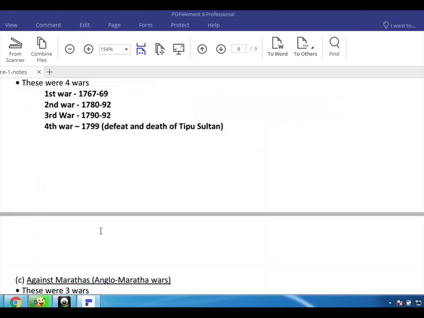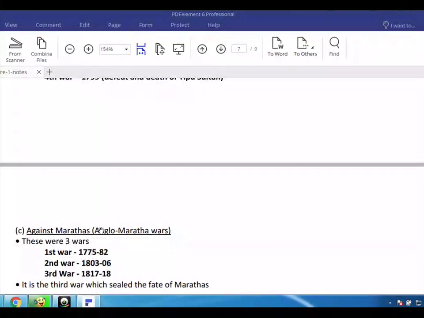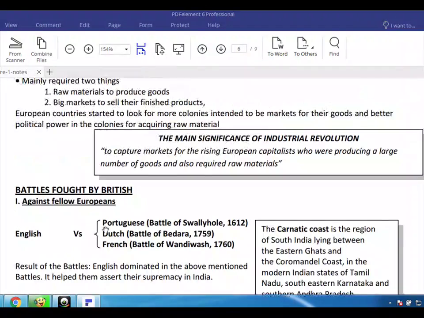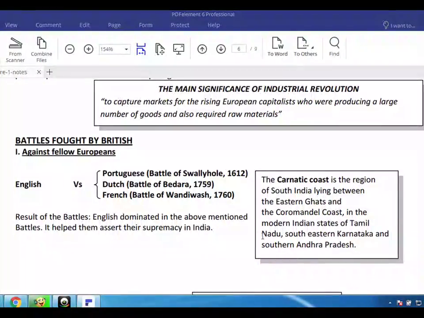The main significance of the Industrial Revolution was to capture markets for the rising European capitalists who were producing a large number of goods and also required raw materials. The Carnatic Coast is the region of South India lying between the Eastern Ghats and the Coromandel Coast, in the modern Indian states of Tamil Nadu, southeastern Karnataka and southern Andhra Pradesh.